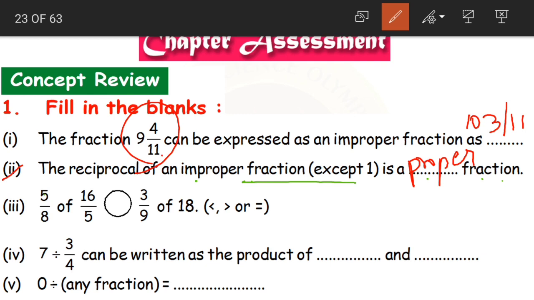Now the next question. 5 by 8 of 16 by 5 is dash of 3 by 9 of 18. We need to solve these two and then compare whether it is greater than, less than, or equal to. 5 by 8 of 16 by 5. How do we do that? We multiply. 8 ones are 8, 8 twos are 16, and 5 ones are 5 gets cancelled. What are we left with? We are left simply with 2. Yes, students, we are simply left with 2 here.